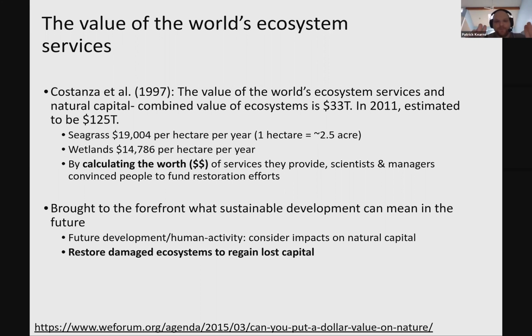So, if ecosystems have a value, can we use this value to convince people to do two things? Deter future development, i.e. further degradation of ecosystems, or potentially restore damaged ecosystems to regain lost capital. When we look out at, say, the city of Boston, for those of you who know anything about the history of Boston, Boston used to be one giant coastal salt marsh, a coastal wetland ecosystem. That was Boston.